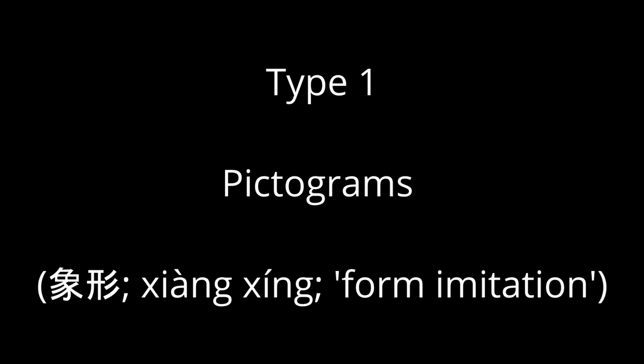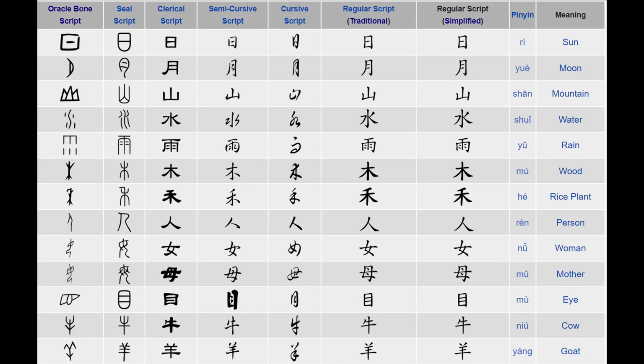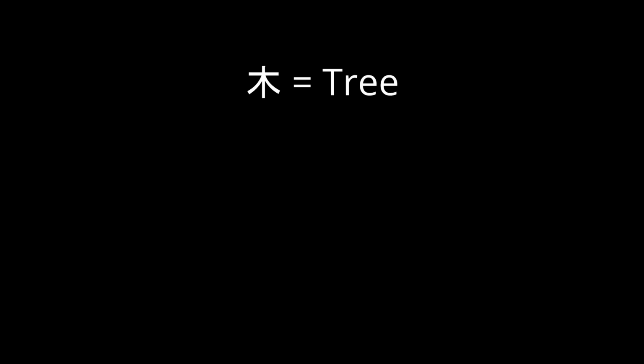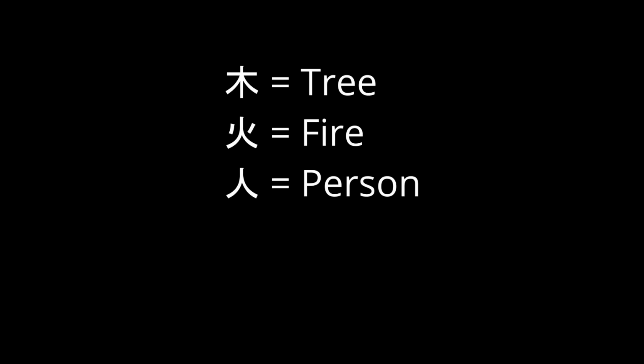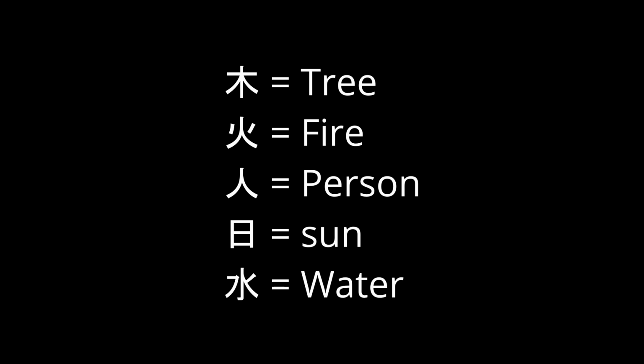So type 1, pictograms, xiang xing, or form imitation characters. Roughly a total of 600 characters are pictograms. That is, characters that look like a drawing of the thing they are trying to represent. For example, mu is tree, huo, fire, ren, person, ri, sun, shui, water, and so on. This is also the reason why sometimes Chinese characters get referred to as pictures.